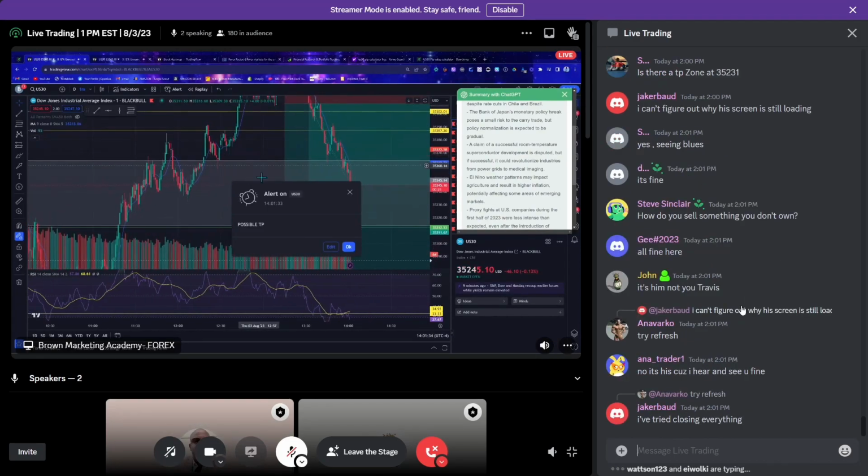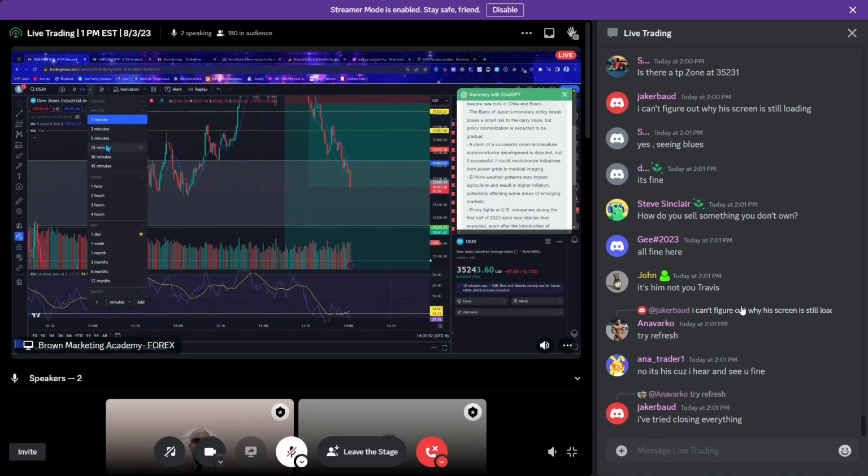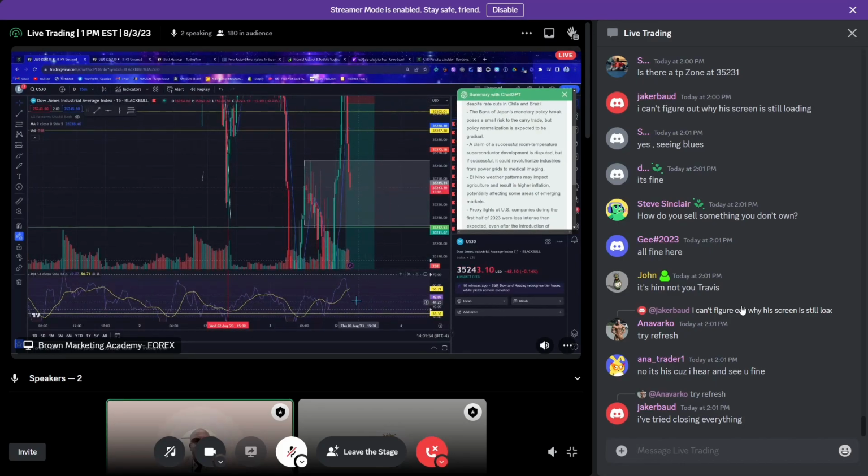Oof. All right, that's the RSI. That was the alert for the RSI. But I'm seeing, let me go back out to the 15-minute. I want it to drop below. I want it to drop below. This is looking good. This is looking good.